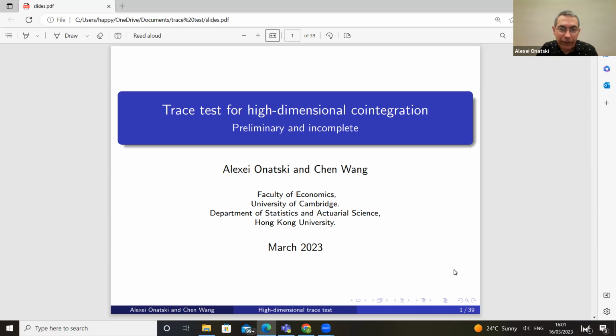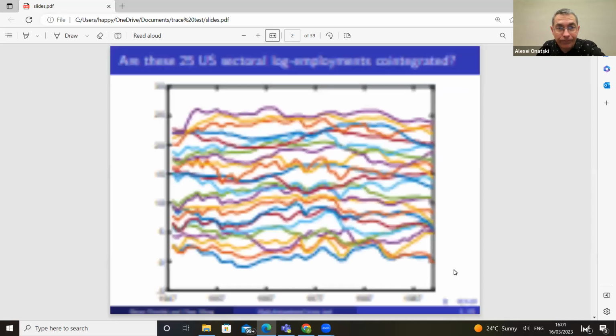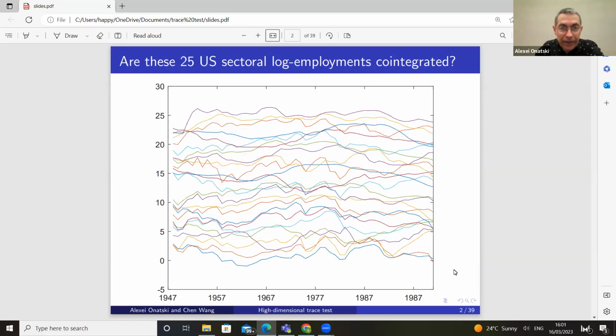So it says here on the slide, preliminary and incomplete. In fact, it's complete now, but still preliminary. So, please interrupt me at any point asking questions or trying to clarify things. So I will start from a picture. This is just an illustration. It's not a very serious application.